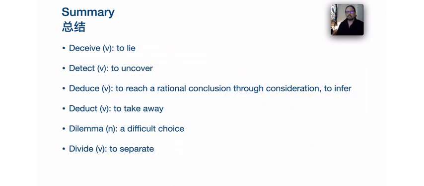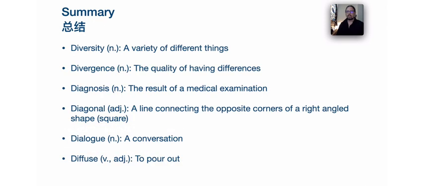All right, so let's summarize what we've learned here. Deceive means to lie. Detect means to uncover. Deduce means to reach a rational conclusion through consideration, to infer. Deduct means to take away. A dilemma is a difficult choice. To divide is to separate. Diversity is a variety of different things. Divergence is the quality of having differences.